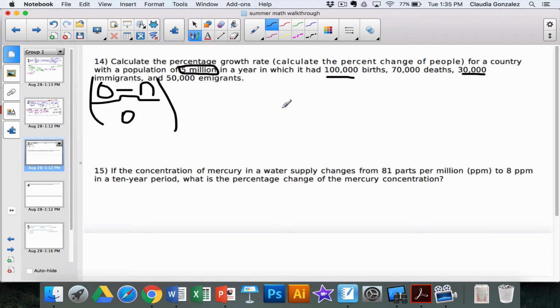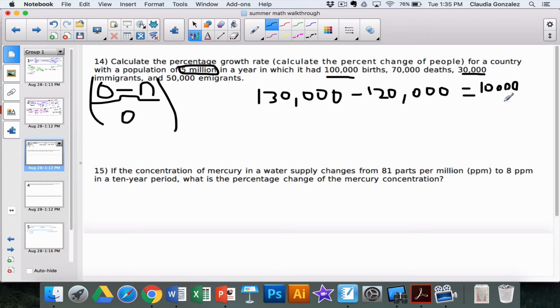100,000 plus 300,000 is going to give me 130,000 new people coming into the city. But I want to subtract how many people leave the city or die from the city, right? 700 plus 50,000 is going to be 120,000 people leave the city somehow. Okay, so that's going to mean that in the year I add 10,000 new people to my population of 5 million, right?